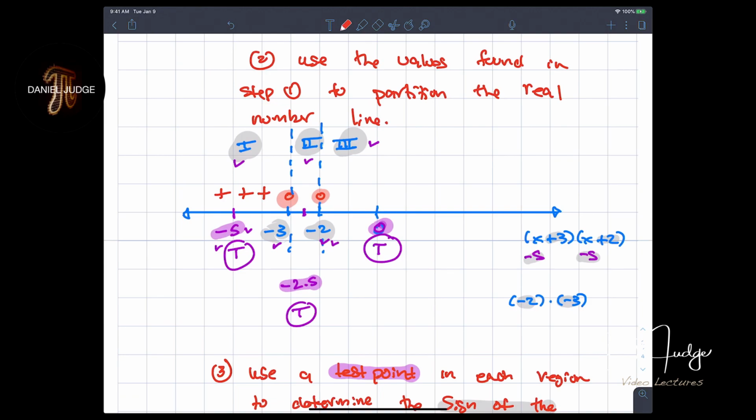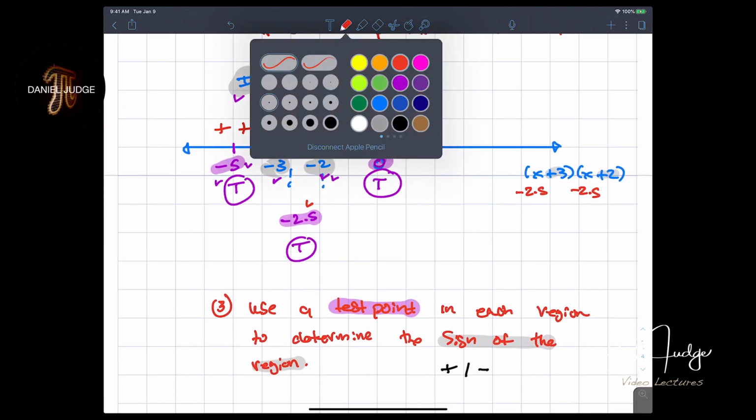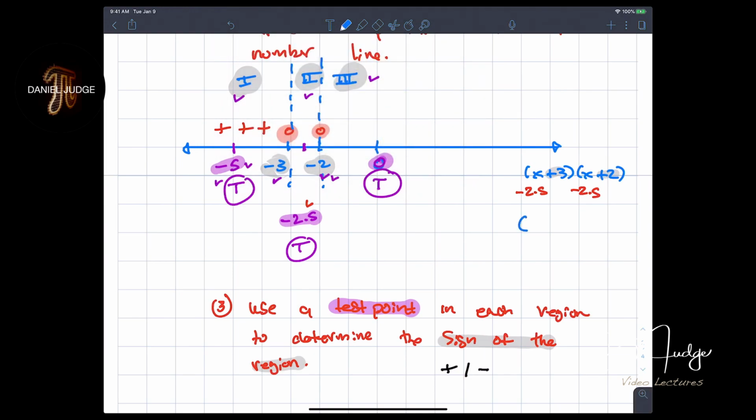So this is what we're doing. But we have to do this. We have to test every single region. Here, there's only 3. So the next test point, you say, what's the next test point? It's right here. It's negative 2.5. I'm going to plug that into the product that I factored here. And I get negative 2.5 plus 3 is actually positive 0.5, so you guys know.